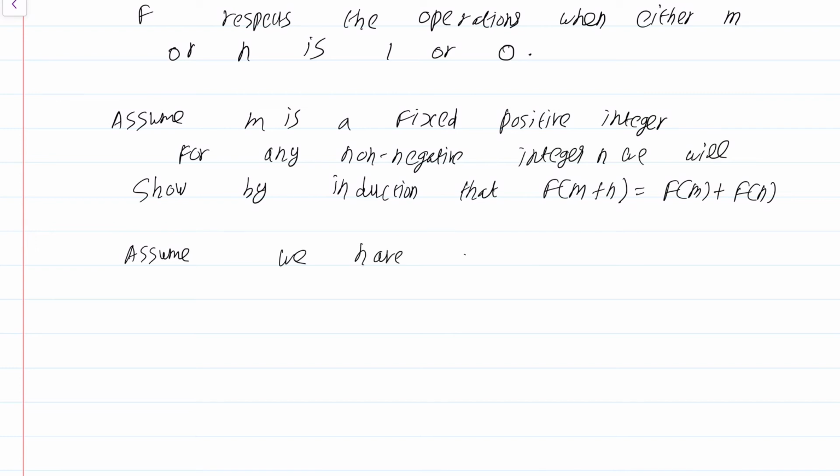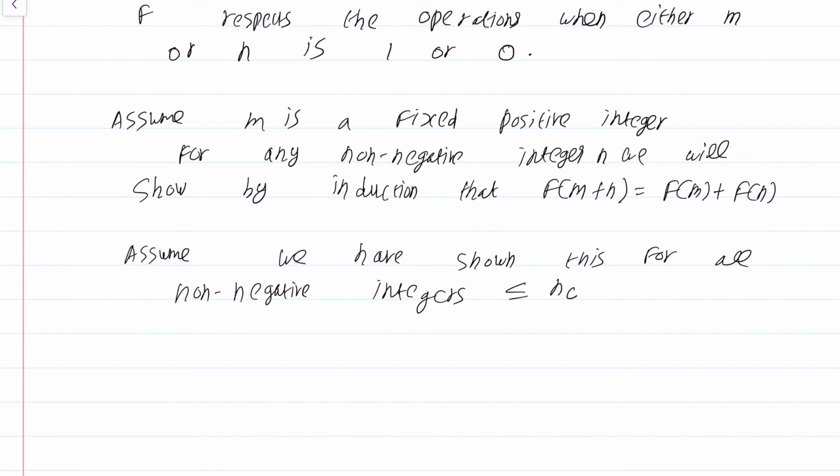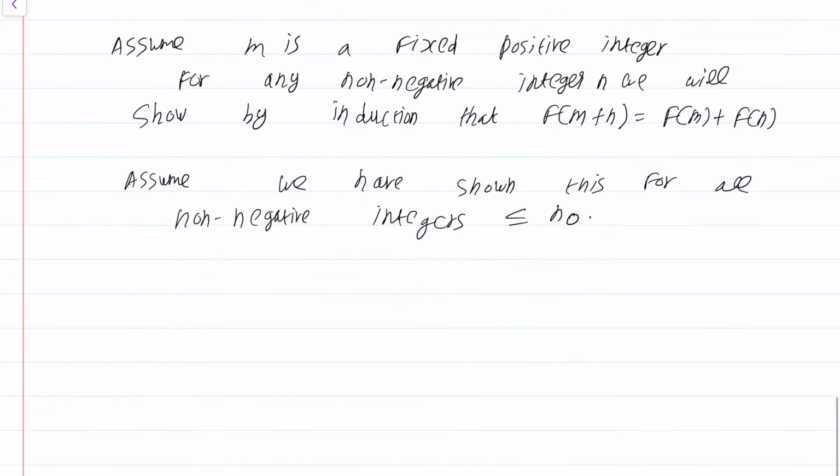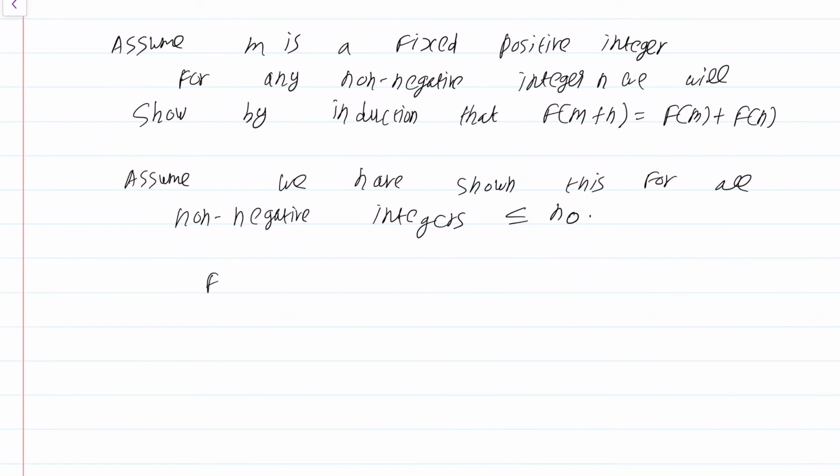So assume that we have shown this for all non-negative integers less than or equal to n naught. We are going to use proof by strong induction. Then we have to show that f of m plus n naught plus 1 is f of m plus f of n naught plus 1.